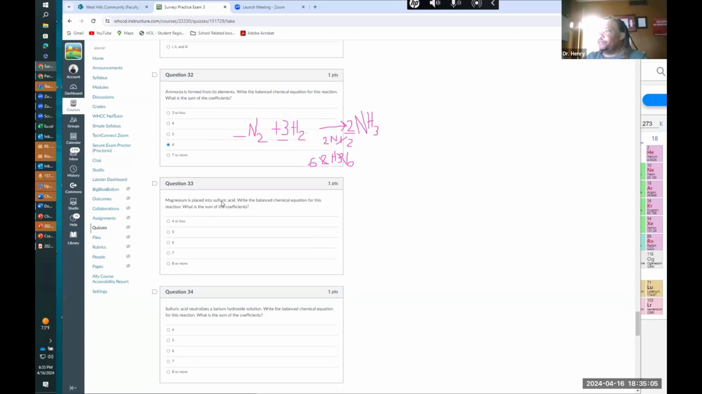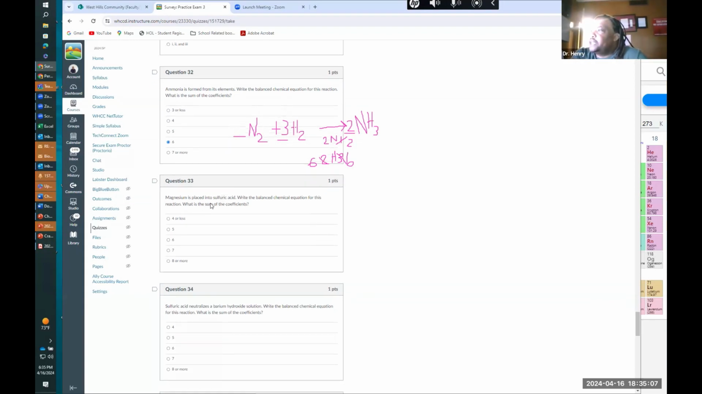Okay, number 33. Magnesium is placed into sulfuric acid. Write the balanced chemical equation for the reaction. What is the sum of the coefficients? Okay, so we have magnesium. What is the chemical formula for magnesium? It's Mg.